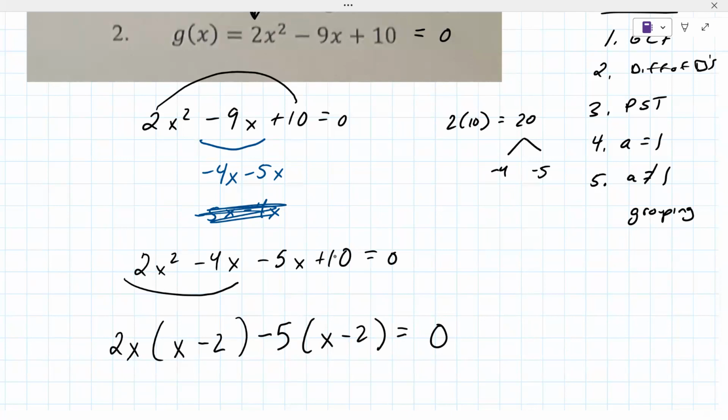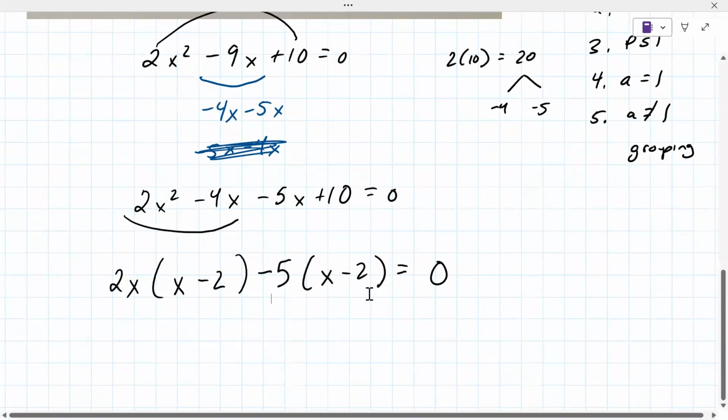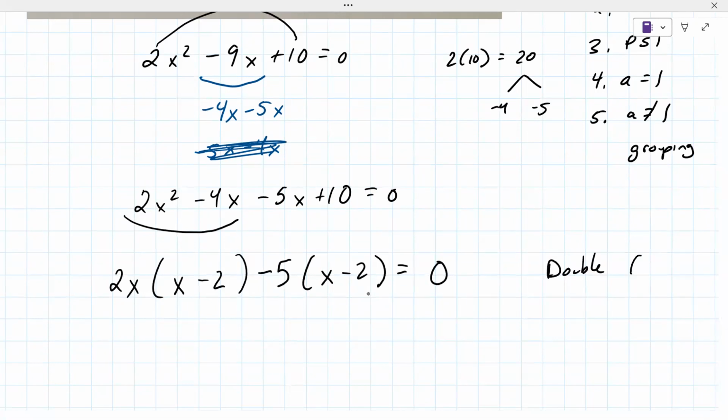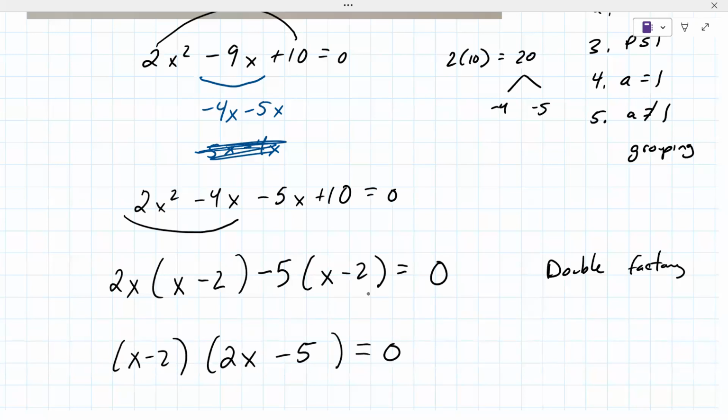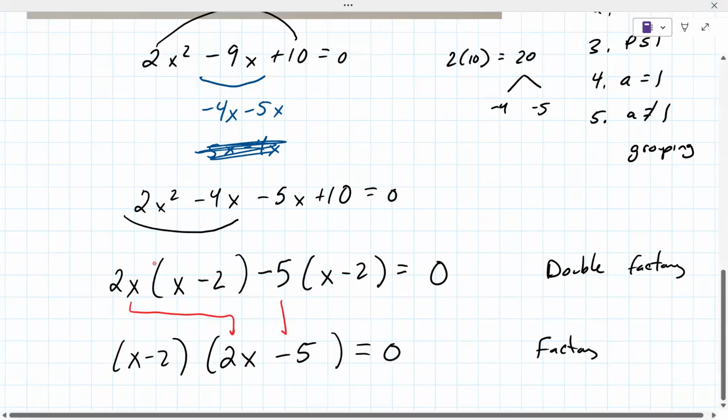Okay, that one makes more sense. And we're almost there, and I really like calling it double factoring instead of grouping because you end up factoring twice here. You pull an x minus 2 out, and then you have 2x minus 5 equals 0. But we're not done. All we've done up to this point is the factoring. But just make sure you're clear on where the 2x comes from and where the minus 5 comes from.